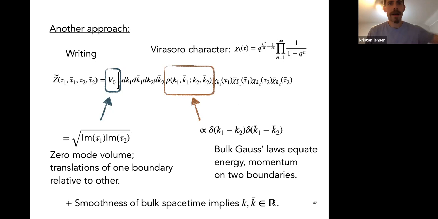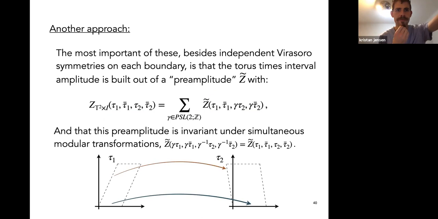No. A key point about this method is that this torus times interval is independently modular invariant under the modular transformations of the two boundary tori. But it's built out of something, a modular sum over something that itself has a kind of diagonal modular invariance. Whereas in Maloney-Witten, the thing that you're modular summing has no such invariance. Right, I see. So we can exploit that it's this thing that we're modular summing that is amenable to analysis. Okay, I see.